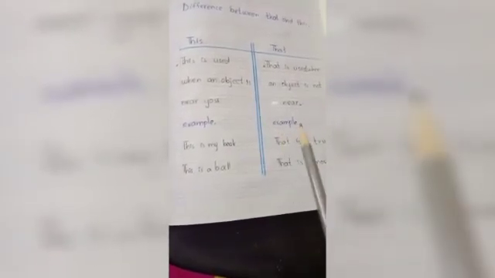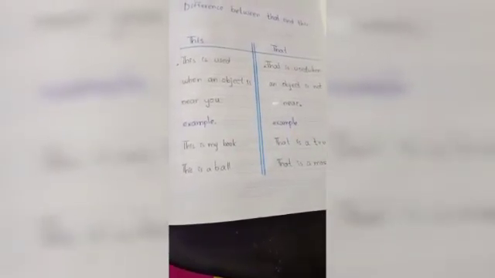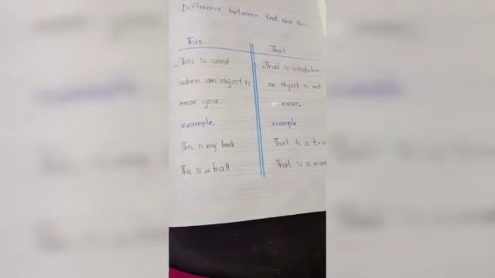This is used when the object is near with us, and that is used when the object is far from us. Far means dur, near means kareeb. Okay, Level 1. I hope you understand that. Please copy down this difference in your English language exercise book, Level 1.